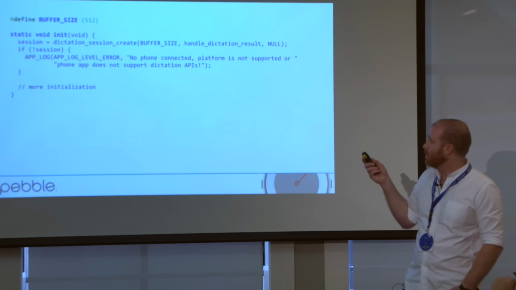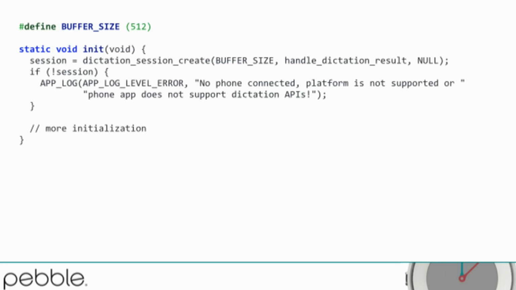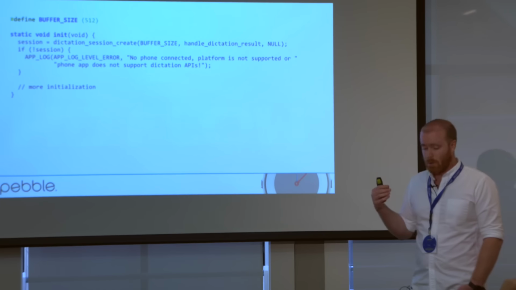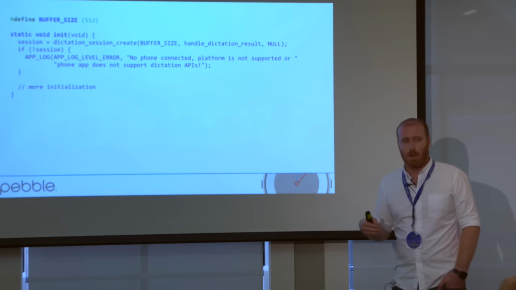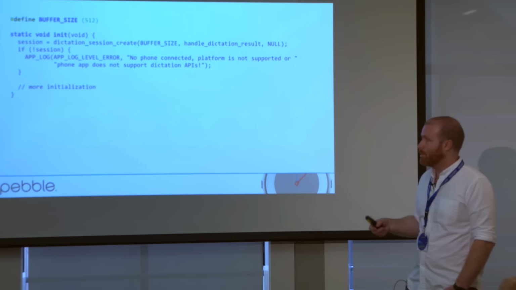When you create the session, you provide that callback. You also need to check that the session is valid, and there are a few reasons why that can fail. The first is that you use it on the original Pebble, which doesn't have a microphone, or there's actually no Bluetooth connection when you try to create the session. Or the phone app is actually an old version and doesn't support the voice APIs yet.